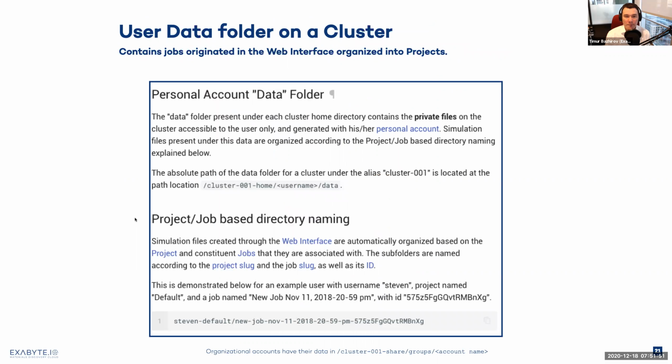The user data folder is where we accommodate all the calculations that are started on the web interface, and we organize them in a particular fashion. You can read about this online, but long story short, if we have a user named Steven, a project named default, and a job named new job November 11th with a date, and it has an ID in the database, then we stitch all of this together to create the final name inside the data folder. A similar approach is used for organizational accounts.